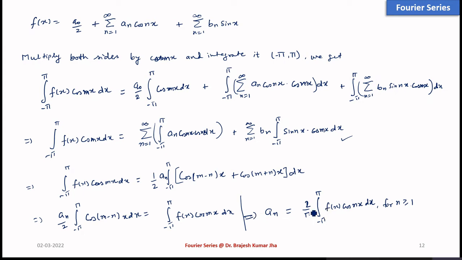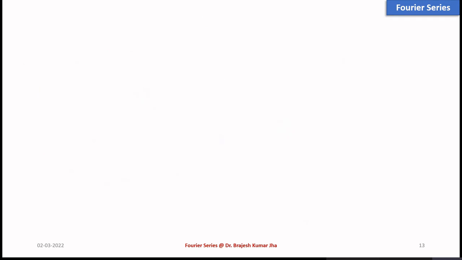Right, so it should be 1 upon pi. If we do directly here, m and n is equal to 0, so that we can do here. So an is 1 upon pi, integration from minus pi to pi of f(x) cos nx dx. That is your formula. In such a way, you can get the bn also. So now you know the reverse first sign that we can do.